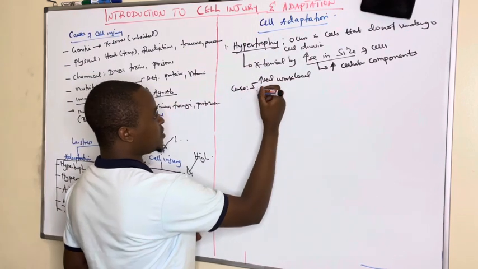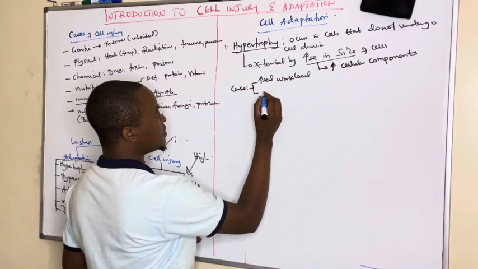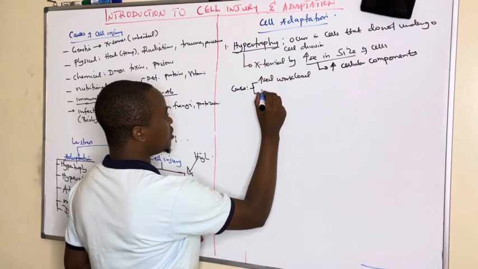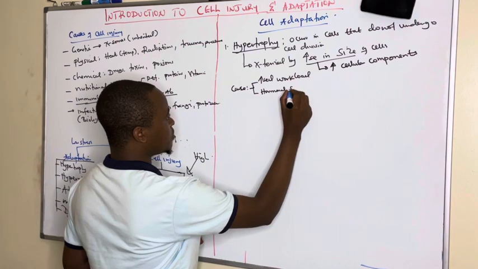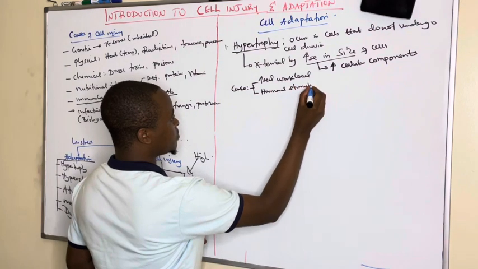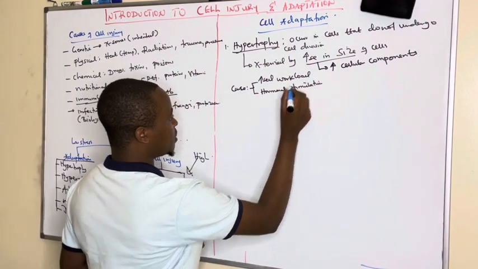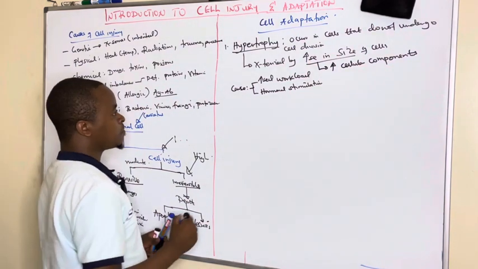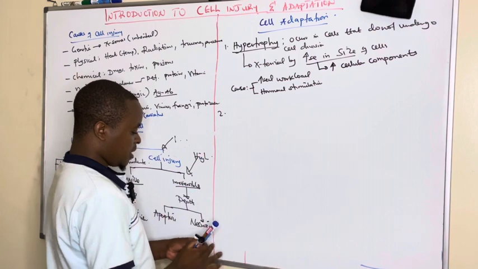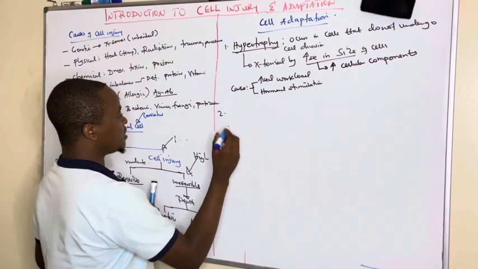When there is increased workload, and even when there is increased hormonal stimulation, it can result in hypertrophy. Then the second adaptation mechanism we can discuss is hyperplasia.